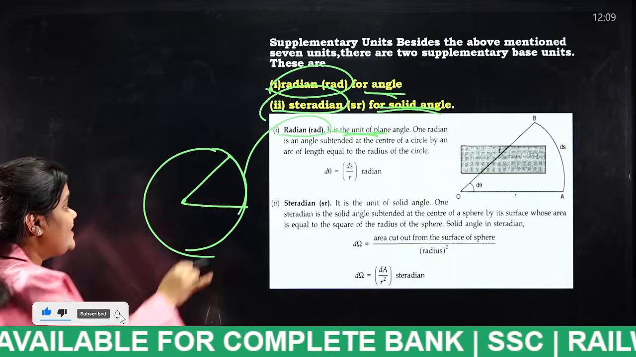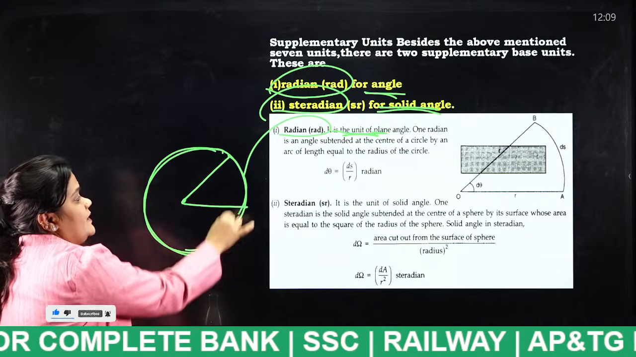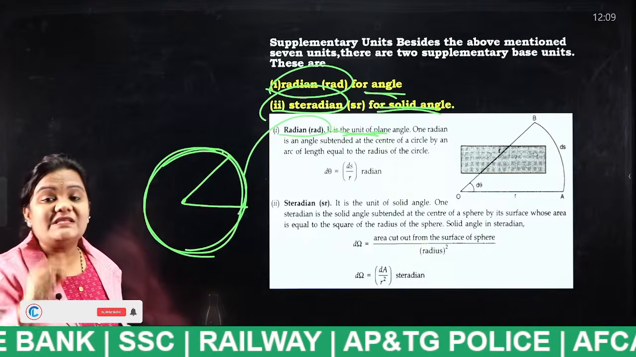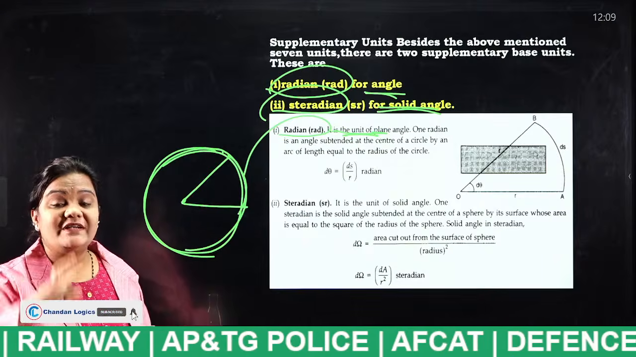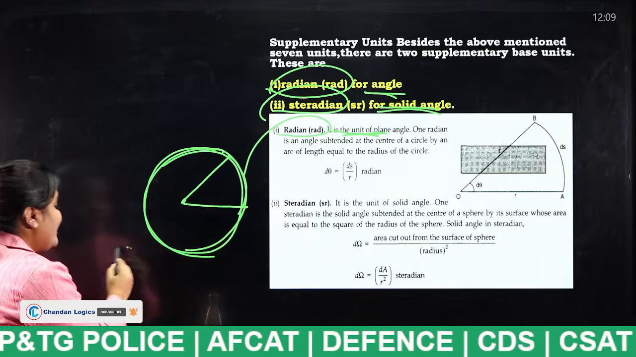In a similar way, this is a 2D figure. If it is a sphere, that means if it is a ball, how can we find this?